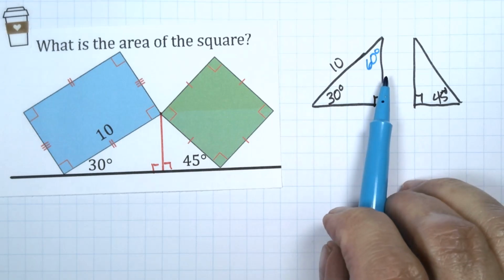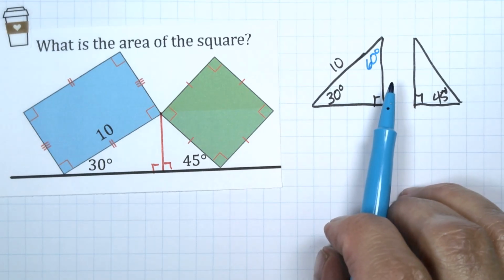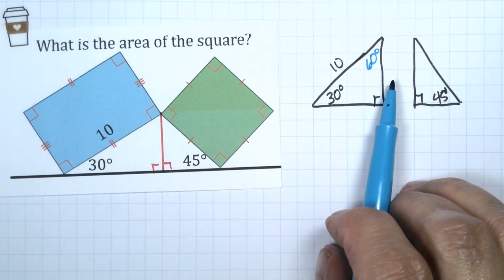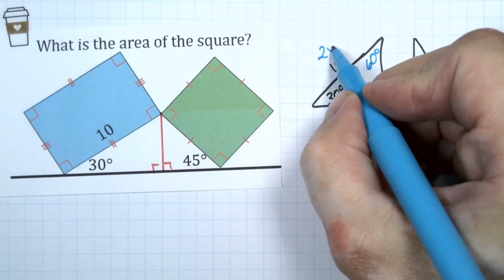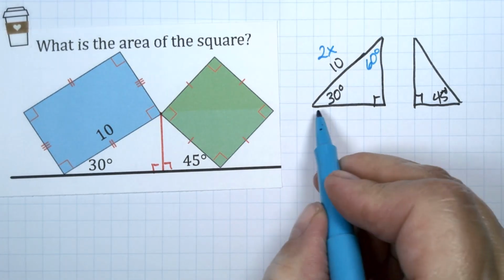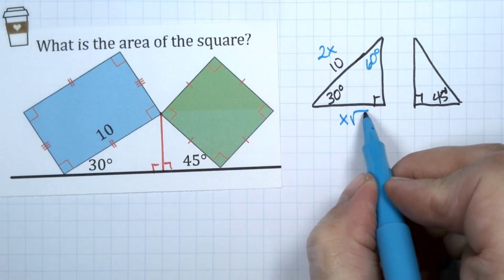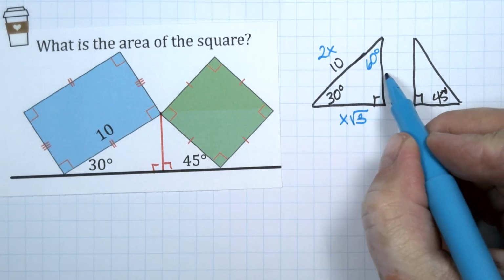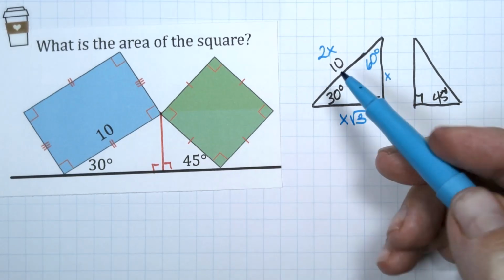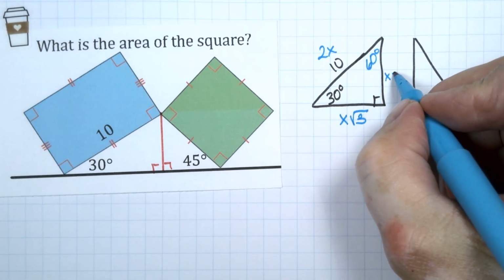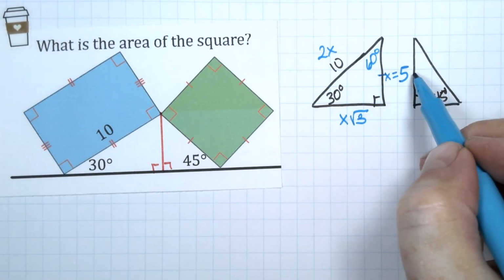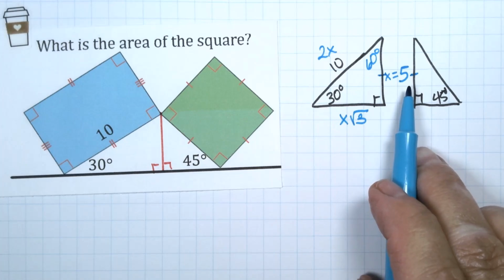The shortest side is across from the 30-degree angle, and that's usually like an x. Then the hypotenuse would be 2 times that number, and this side would be x times the square root of 3, and that would be my little x. Well, since it gave me the 10, then I know that this must equal 5. And since they share this side, that equals 5 too.